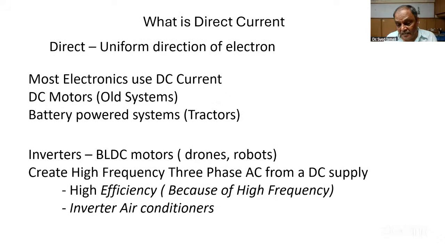Now, direct current. Direct current flows in only one direction, which means most of the electrons move in only one direction. Now, DC motors, old systems all use DC motors. DC motors are very good, speed control is very easy, but they are not very efficient. So nowadays most of them use only AC motors. They use DC, convert it to AC into multiple phases, and then run it to be more efficient. Battery powered systems, tractors, also convert DC to AC and use it.